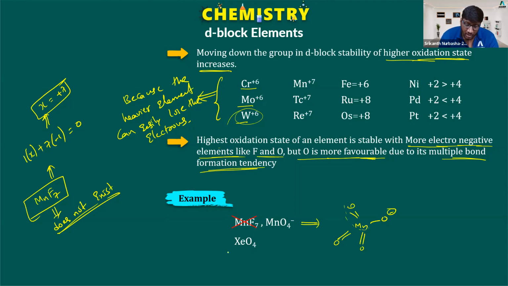Xenon also forms XeOF4, XeO4, XeO2F2. Only with fluorine and oxygen are the highest oxidation states possible. When you compare fluorine and oxygen, oxygen is even more favorable because of its multiple bond formation tendency. Yes or no? Highest oxidation state of an element is stable with more electronegative elements like fluorine and oxygen, but oxygen is more favorable due to multiple bond formation tendency. Is that clear, students? Yes, sir.